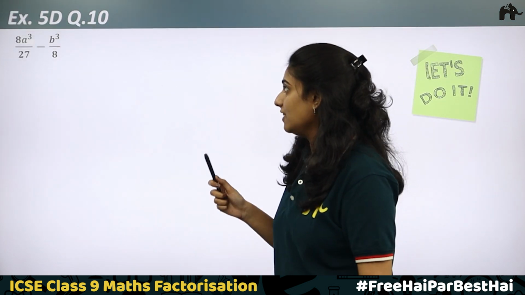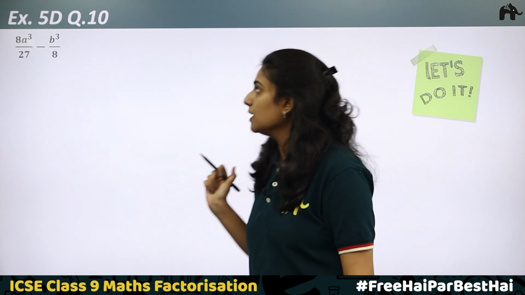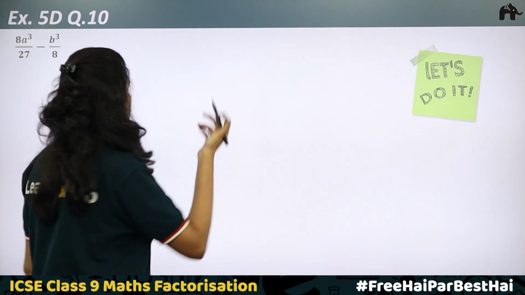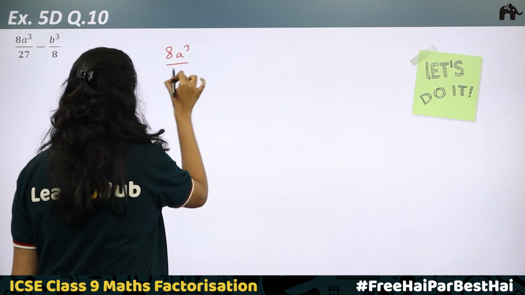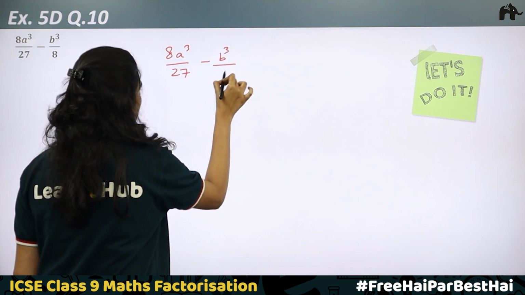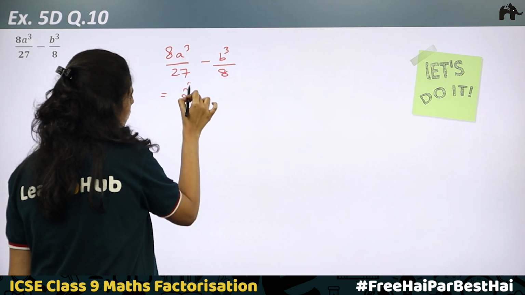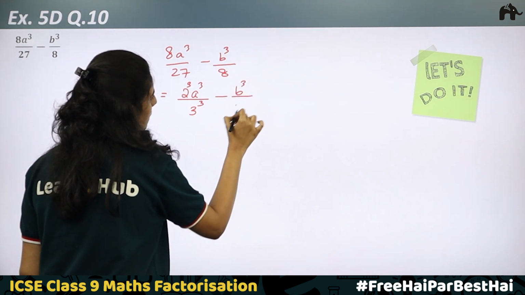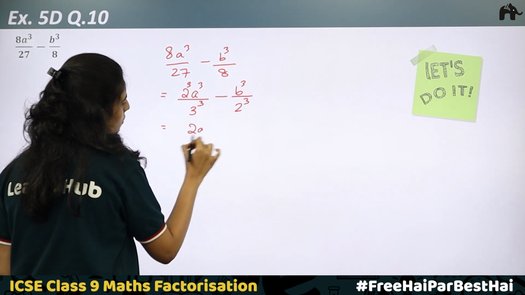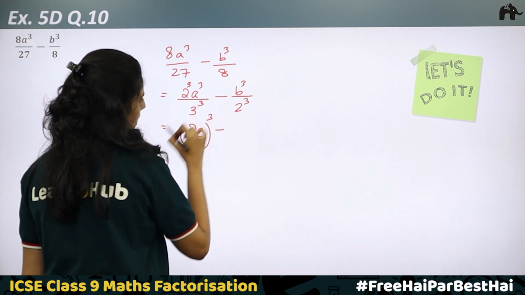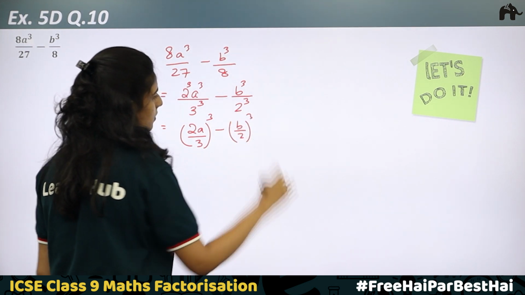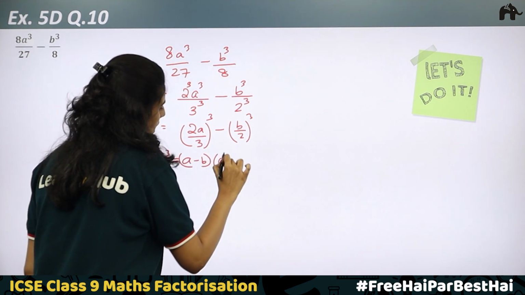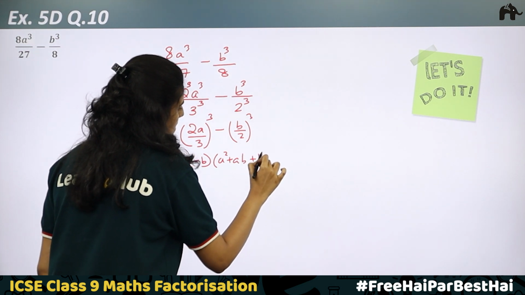Question 10 of exercise 5D. 8a cube by 27 minus b cube by 8. So here we have 27 and 8. 27 we know is equal to 3 cube and 8 is 2 cube. So 8a cube by 27 minus b cube by 8 can be written as 2 cube a cube divided by 3 cube minus b cube divided by 2 cube, which is equal to 2a by 3 whole cube minus b by 2 whole cube. Now this is of the form a cube minus b cube, which is equal to a minus b into a square plus ab plus b square.